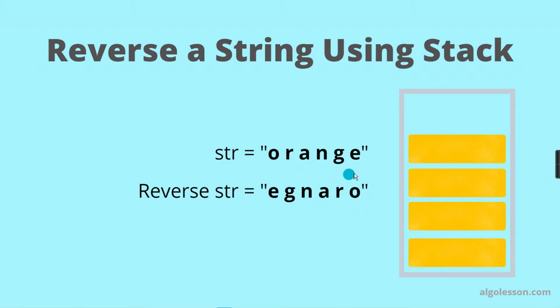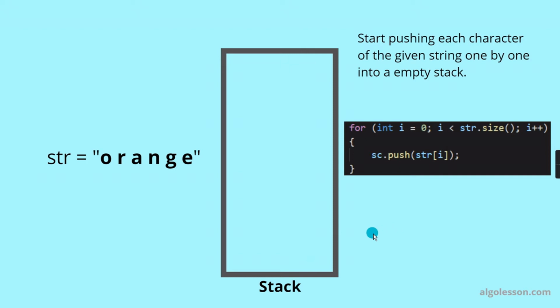So now how to use stack to solve this question. So first let's understand this. First of all, we need an empty stack. So we create an empty stack, and what we are going to do is we are going to push each character of the given string one by one in this empty stack. For that we will run a for loop for the size of the string, and we will push this string character one by one in the stack.